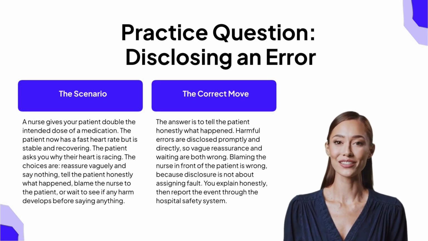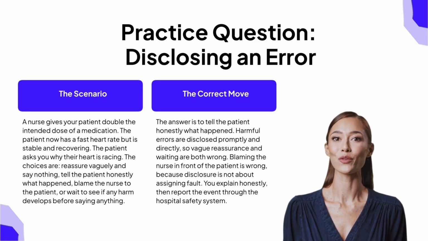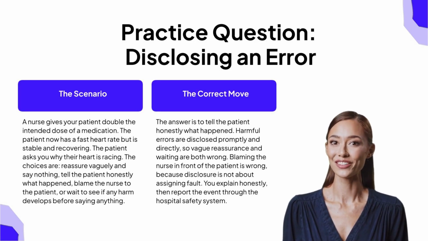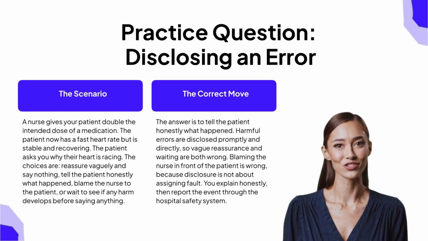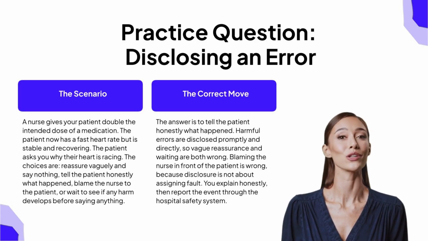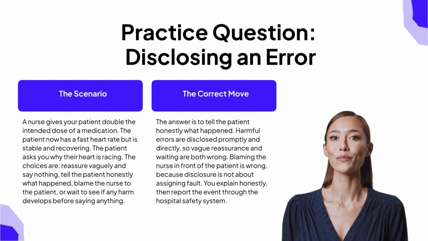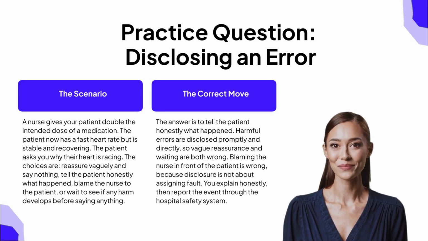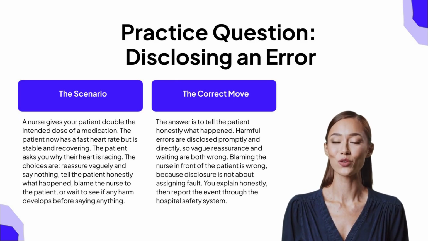Now let us reason through it. The correct answer is to tell the patient honestly what happened. A harmful error, and this was one, is disclosed promptly and directly, which immediately rules out vague reassurance and the wait-and-see approach, because both hide the truth from the patient. Blaming the nurse in front of the patient is also wrong, because disclosure to the patient is never about assigning fault to a colleague. So you give the patient an honest explanation, and then, separately, you report the event through the hospital's safety reporting system, so the process failure can be addressed. Honest disclosure to the patient, and a report through the system. That is the pattern the exam wants every time.